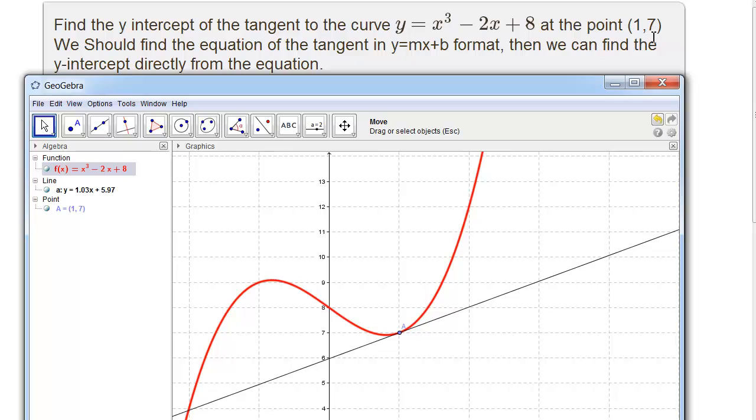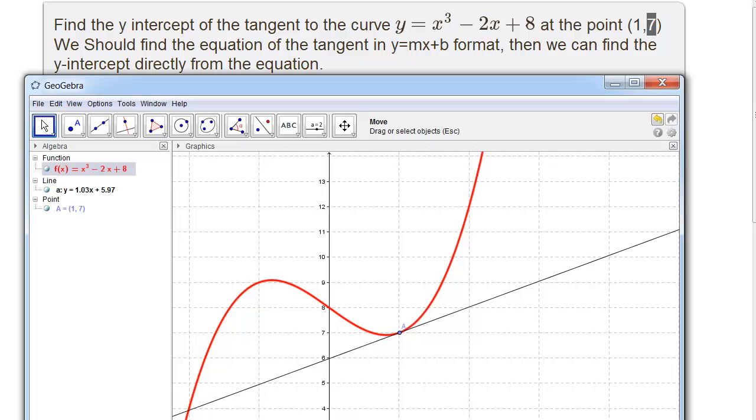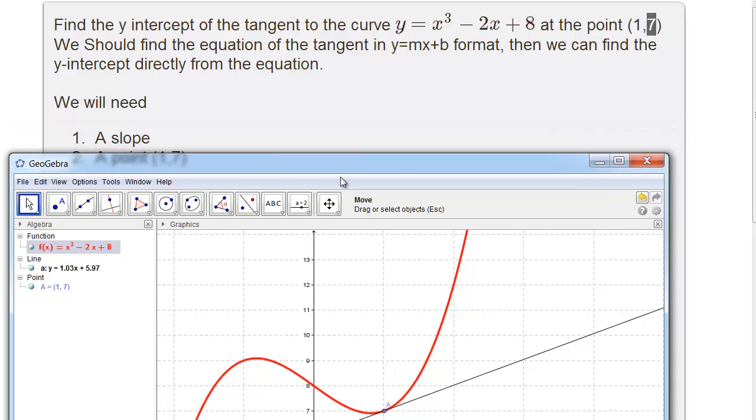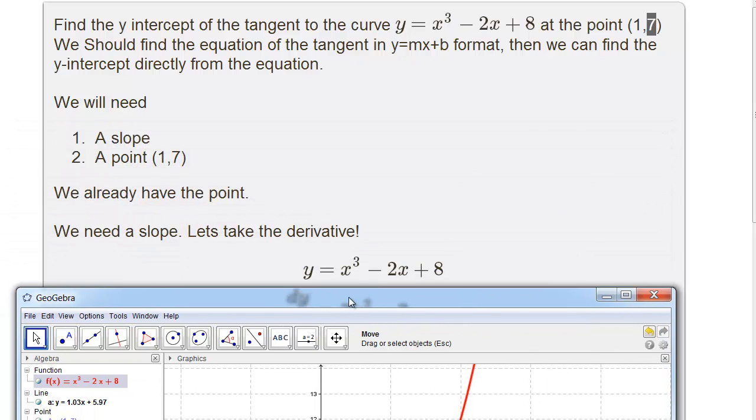We have a point on the line, so we have an x coordinate and a y coordinate. It's mostly a matter of finding a slope, and we can find the slope if we take the derivative. So that's what we're going to do. There's our equation. What we need to do now is just take the derivative of it.